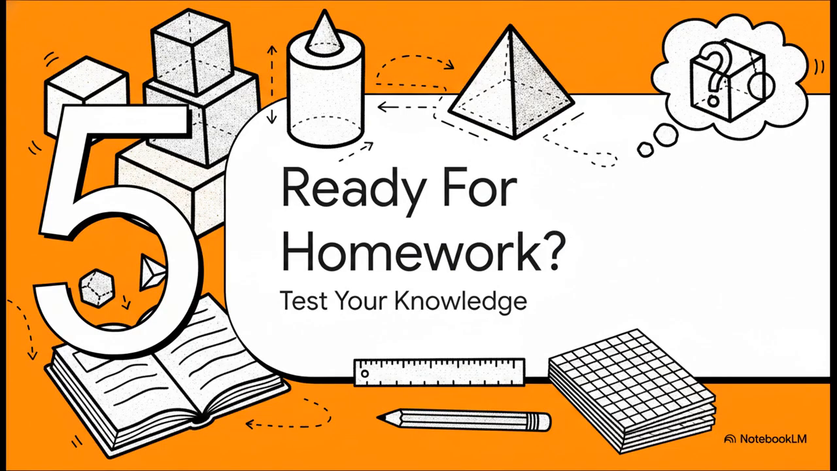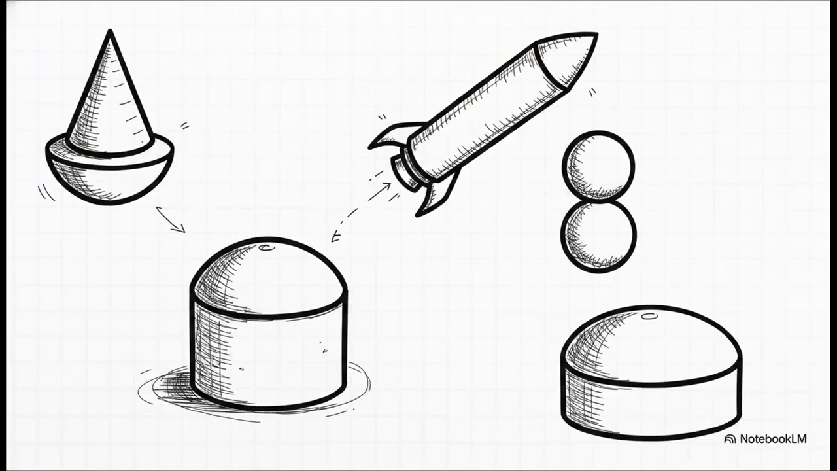All right, section 5, ready for the homework? Test your knowledge. Let's see how we can put these new tools to the test with some practice problems you might actually see. So, looking at our list, we've got a cone and hemisphere joined together, a tank with a cylindrical base and a half-sphere top, a rocket ship shaped like a cylinder and a cone, a sculpture made of 2 stacked spheres, and finally a container made of a cylinder and a dome top.